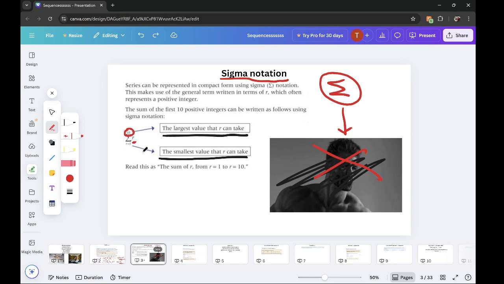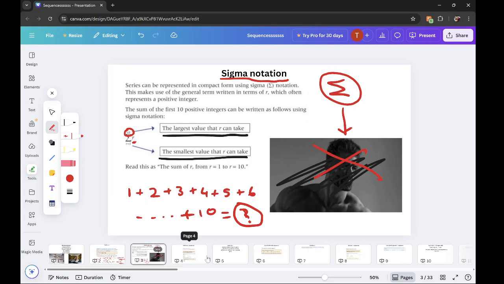This means the summation of the equation that you have, in this case r, from 1 to 10. So it goes 1, and then the next term goes up by 1, so 2, plus 3, plus 4, plus 5, plus 6, all the way to plus 10. And then the final value, which is represented by the question mark, is your answer to your sigma notation. I hope that makes sense. It's basically summation, and we'll get into more of that later.